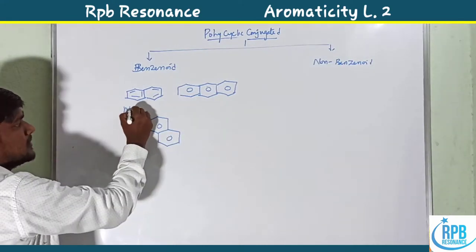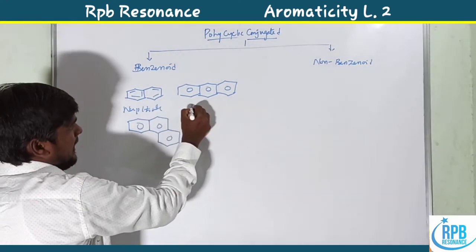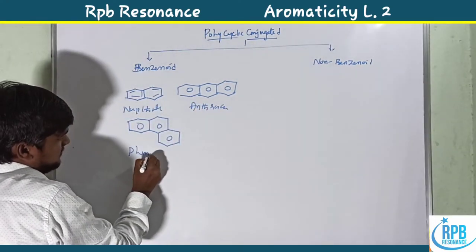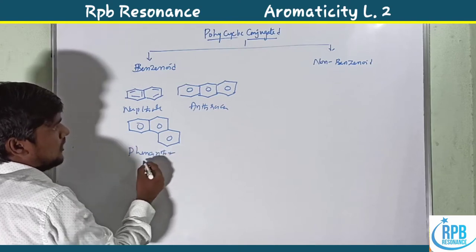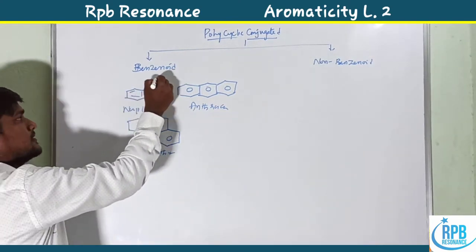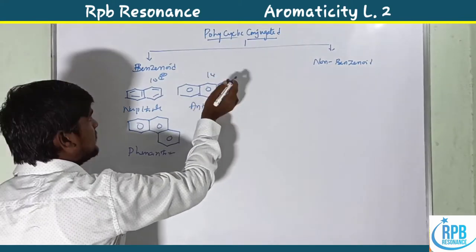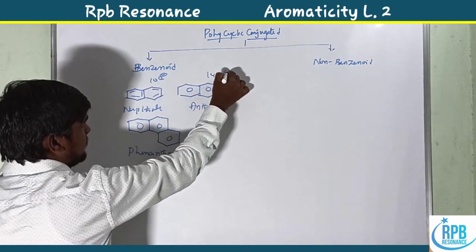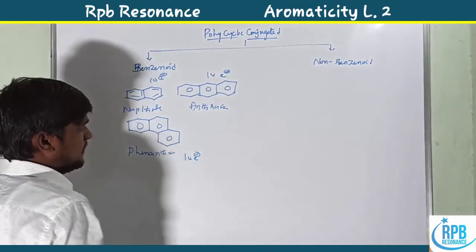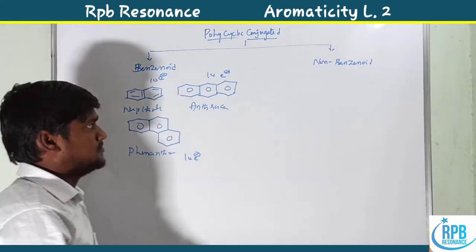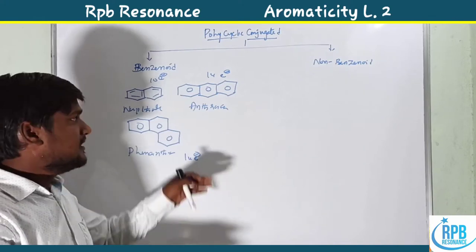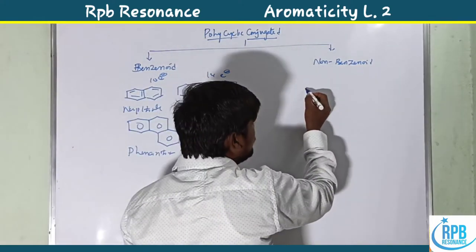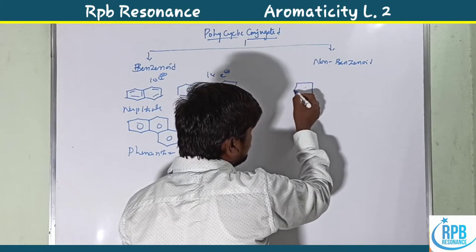So simply it is nothing but naphthalene, anthracene, phenanthrene. So all are aromatic. Why? Because here 10 electrons, 14 electrons, here it is 10 electrons, 14 electrons, 14 electrons. All are aromatic in nature. Now non-benzenoid rings means that it is not a benzene ring, that does not have the benzene ring.